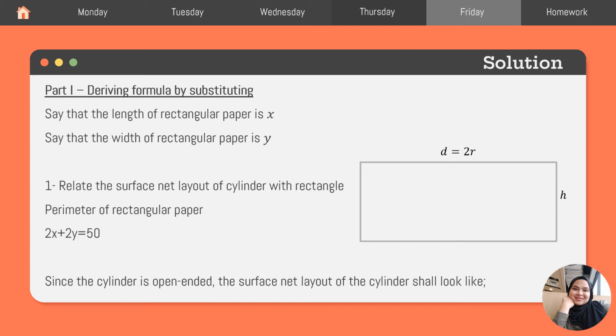It is stated that the perimeter of the rectangle is 50 cm. Thus, adding up all the sides of the rectangle, you shall end up with the equation 2x plus 2y equals 50. It is also stated that the cylinder is open-ended. Hence, when sketching out the net surface, you will be left with a rectangle. Thus, let the diameter of the net surface of the open-ended cylinder be 2 times the radius and the height of the cylinder be h.